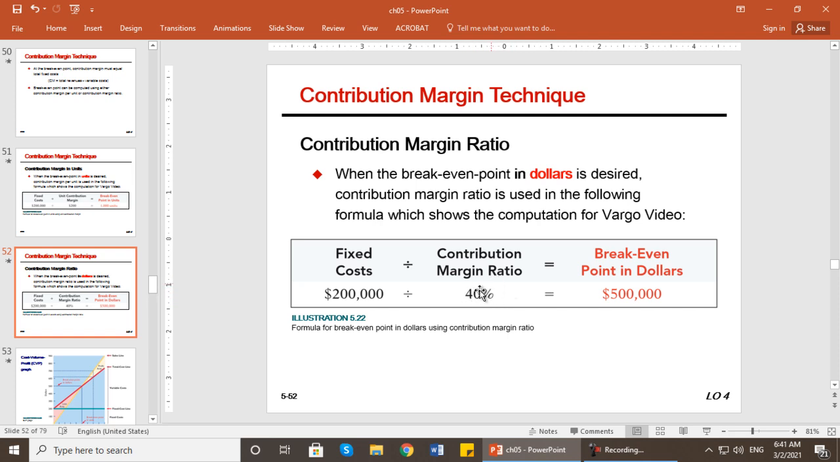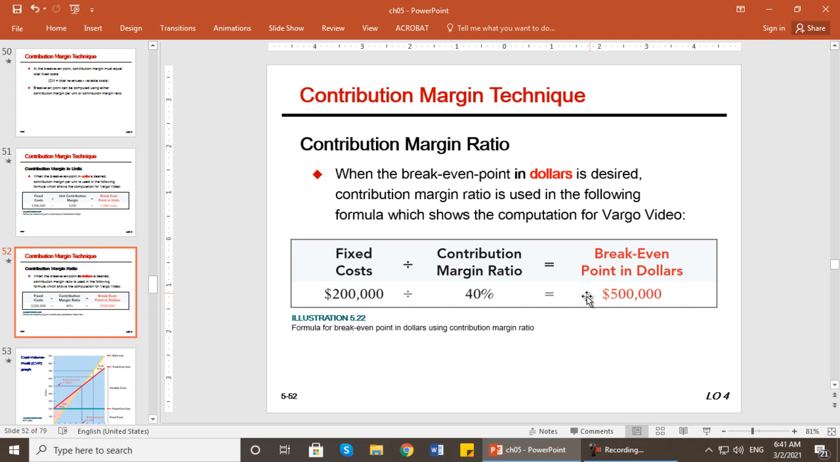How do we calculate 40%? As you know, the contribution margin per unit is 200. We need to show it as a ratio. We divide 200 by the selling price 500, which equals 40%.